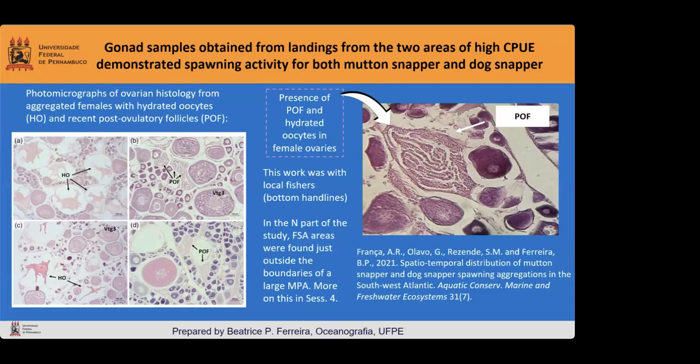FYI, in the northern part of this study, FSA areas were found just outside the boundaries of a large MPA. This will be discussed a bit further in the session 4 presentation on management.